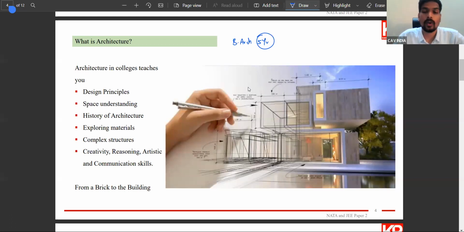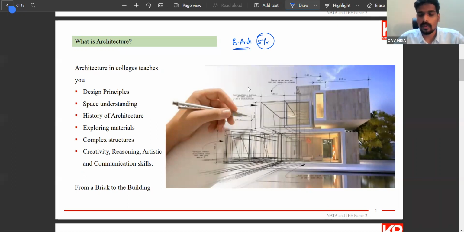What exactly are you taught? Because you all are in your 11th and 12th standard. Now, before you go to the colleges, you should have a brief idea what exactly is taught in this particular field. So when you go into your architecture colleges, the topics range from simple topics like principles of design to highly technical concepts like structures, right? All these are taught in your colleges in your B.Arch program of 5 years.